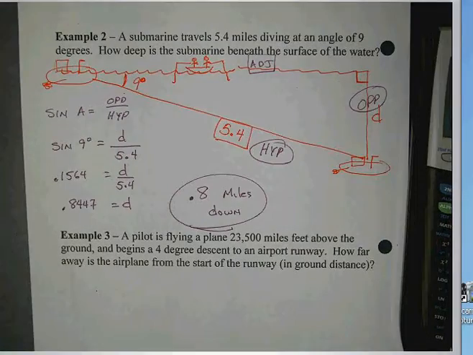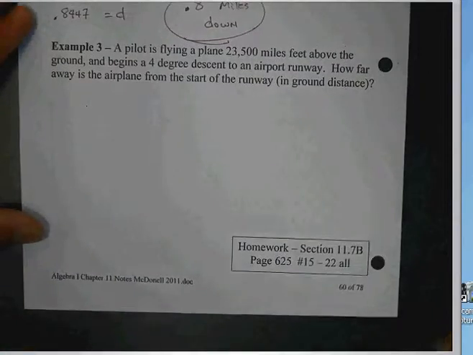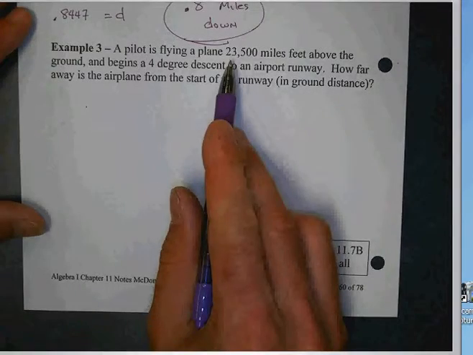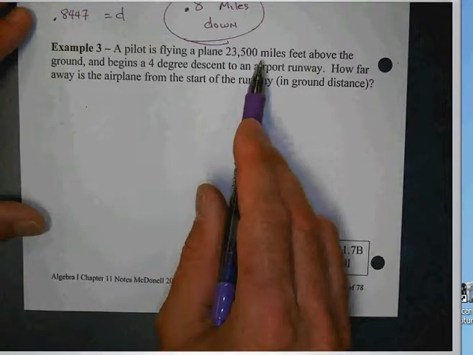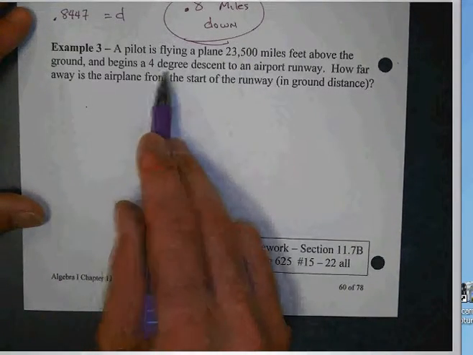Do you see how the picture is crucial? You've got to draw a picture here. The picture is absolutely crucial. Look at our last one. A pilot is flying a plane 23,500 feet above the ground. He begins a 4-degree descent to an airport runway. How far away is the airplane from the start of the runway?